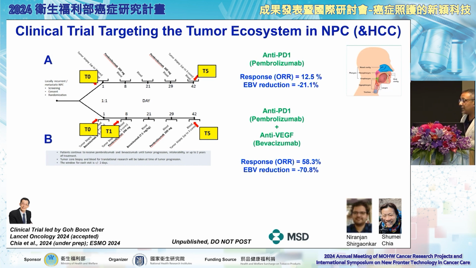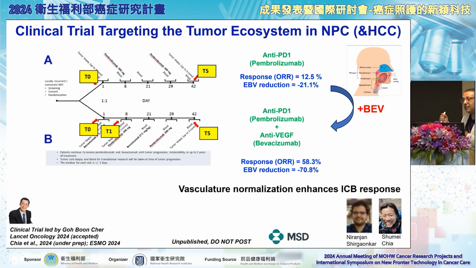And what was really surprising is that the inclusion criteria was fundamentally that patients had basically failed all the other therapies. And what was quite surprising is that in Arm A alone, as you can see, the response rate is 12.5%. But if patients get simply 1 week of bevacizumab, the response jumps about fourfold, so close to 60%, with also a 3.5-fold reduction of EBV, which is a critical driver for nasopharyngeal cancer.